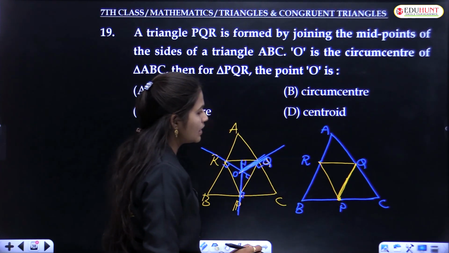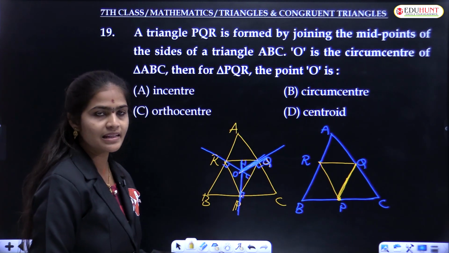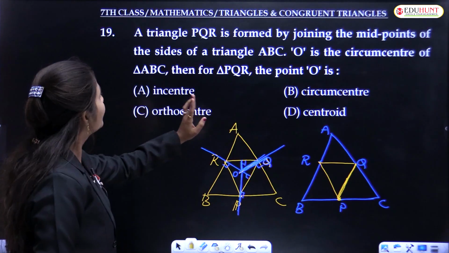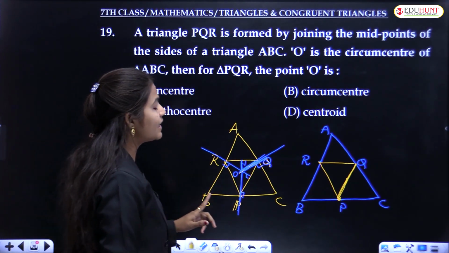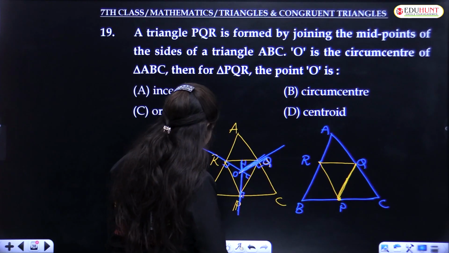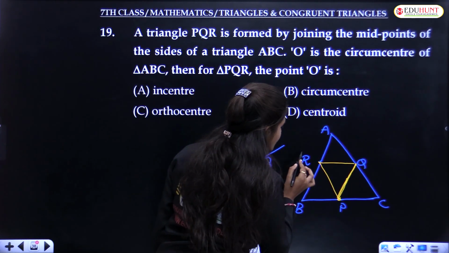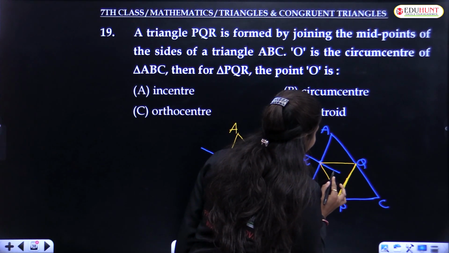So here is the triangle PQR inside the triangle ABC that was formed. Now here they asked about the midpoints of the sides of triangle ABC. O is the circumcenter. O is the circumcenter means, again I am drawing with blue. Just observe that this is one perpendicular bisector.